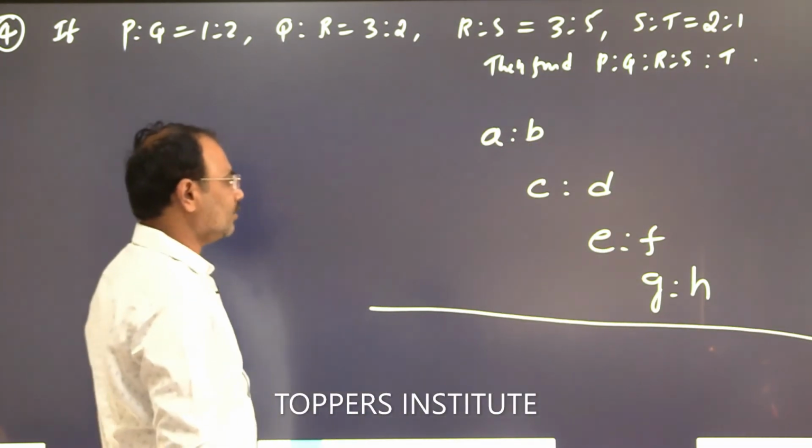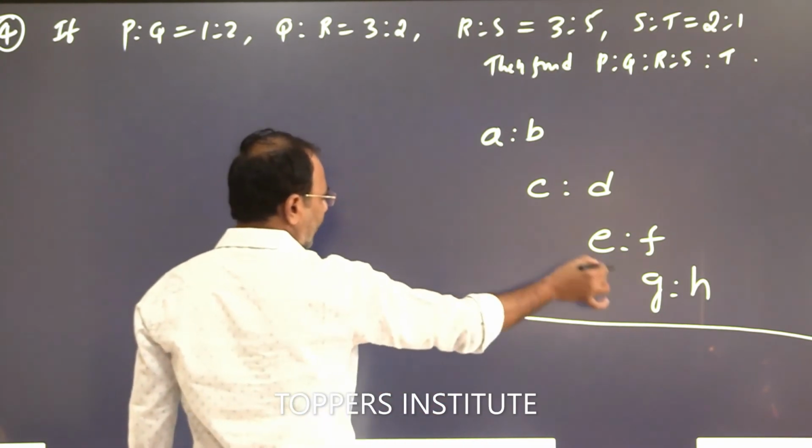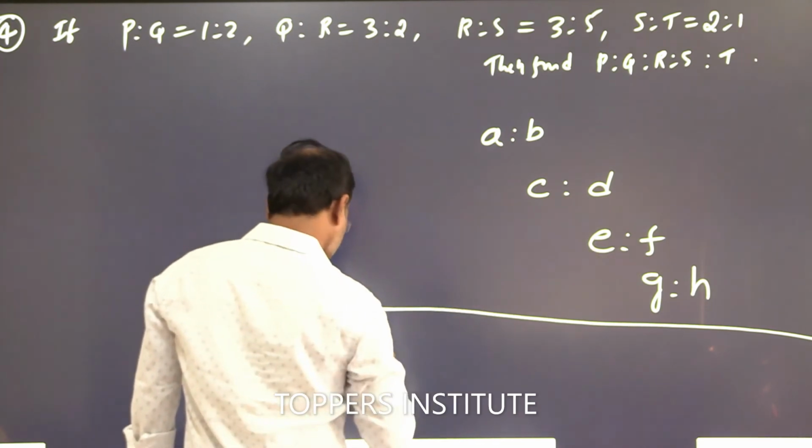Then what is the first term? Already we discussed, the first term is nothing but the product of antecedents. Product of antecedents: ACEG.